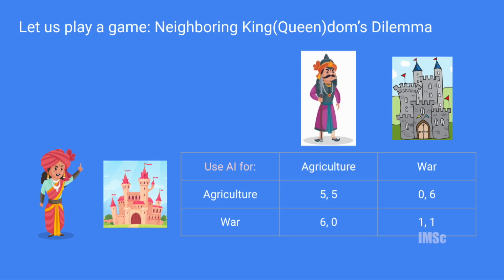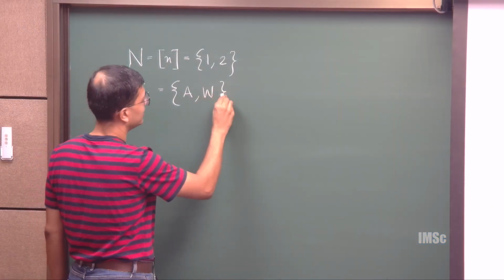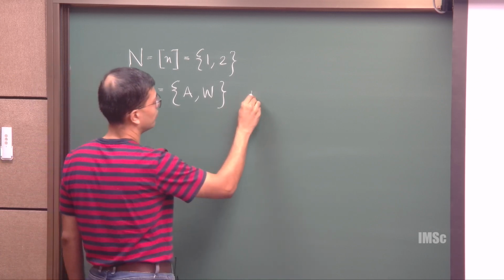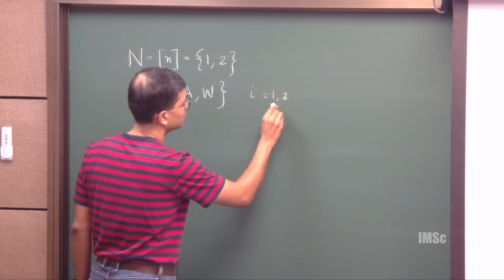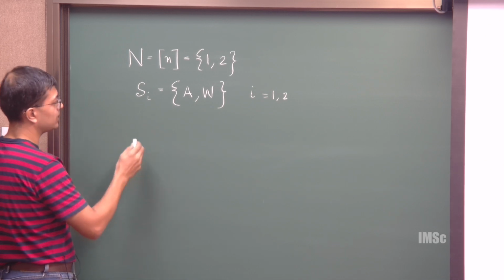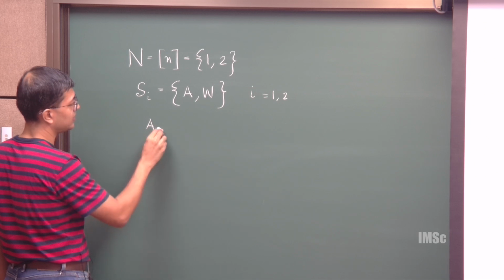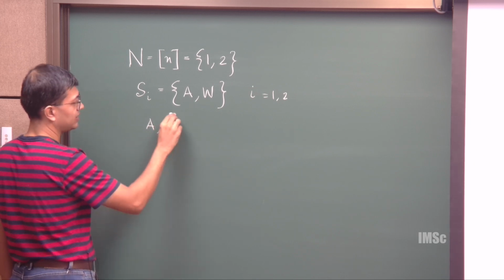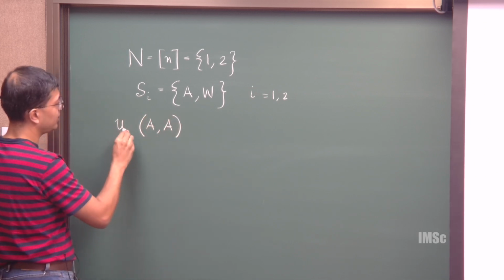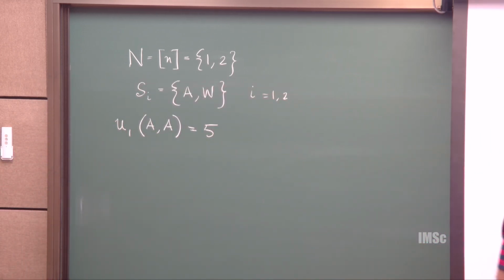The set of actions or the set of strategies, this S_i, capital S_i, in this case is A and W, either agriculture or war, for both the players, for both i equal to 1 and 2. Now once both the players have chosen their strategies, let us say the first player has chosen agriculture, the second player has also chosen agriculture, in which case the utility of the first player is given by this number 5, right. So this is the first entry here.